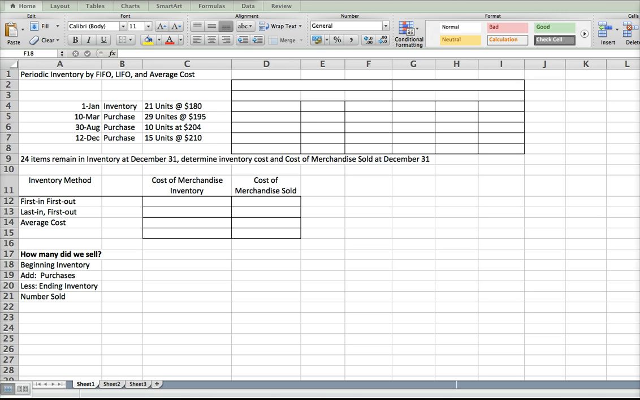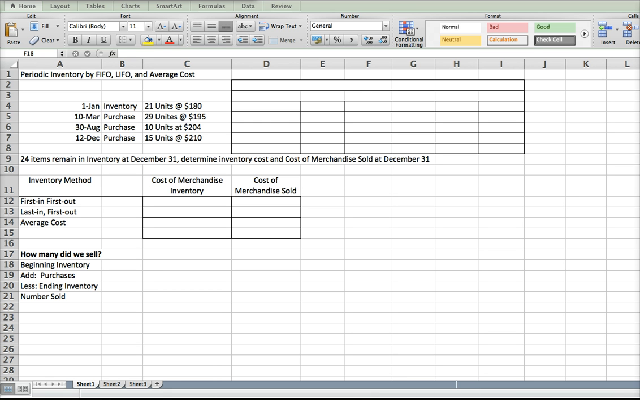Now, this would not be necessary for a store that sold something like an engagement ring, because they would specifically identify the ring when it was sold. For example, if they paid $10,000 for the ring, they sold it for $14,000, then they would specifically show in their records that that particular ring was sold and that it originally cost them $10,000. So these cost assumptions are only necessary when we sell high quantities of low dollar inventory items.